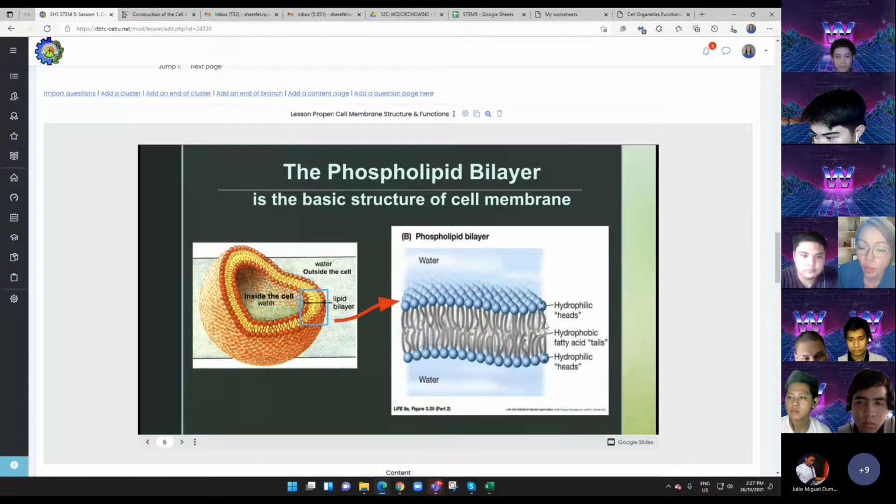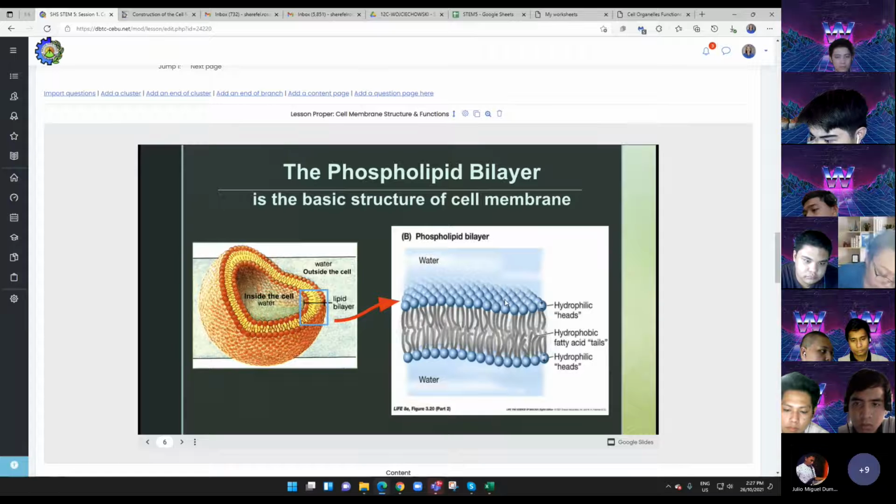What are the molecules that comprise these tails? Fatty acids, and they are hydrophobic. What is hydrophobic? Hydrophobic is water, phobia meaning fear. Okay, I fear the water. So this structure is very beneficial for our cells because the water cannot easily pass through.